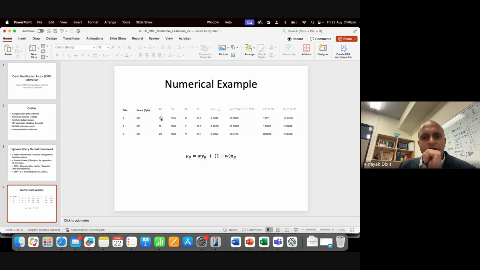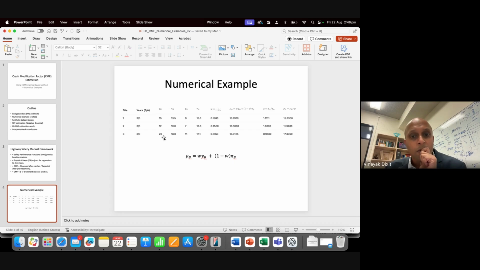These are the number of crashes three years before. There are 3 sites: 1, 2, and 3. Three years before, site 1 had 15, site 2 had 12, and site 3 had 20. So the total number of observed crashes here was 15 plus 12, 27, plus 20, 47.